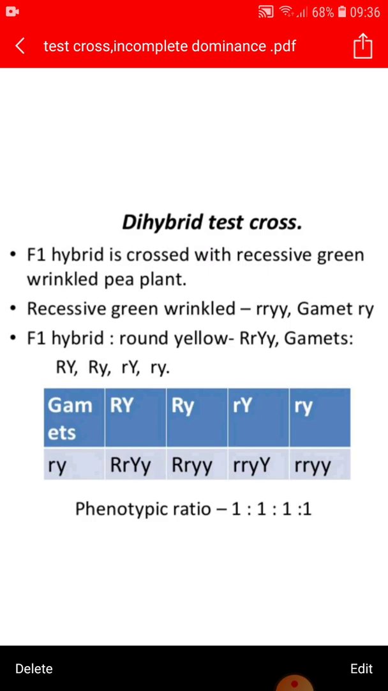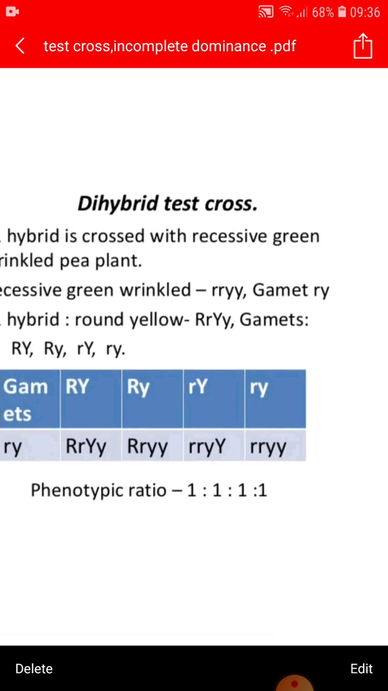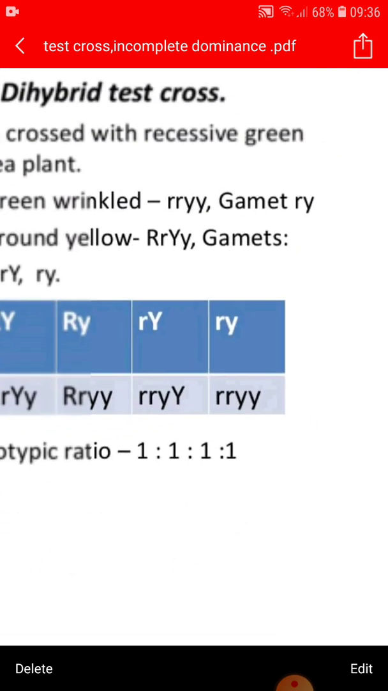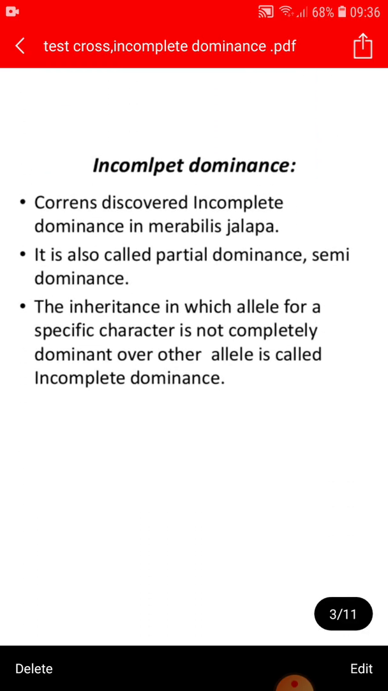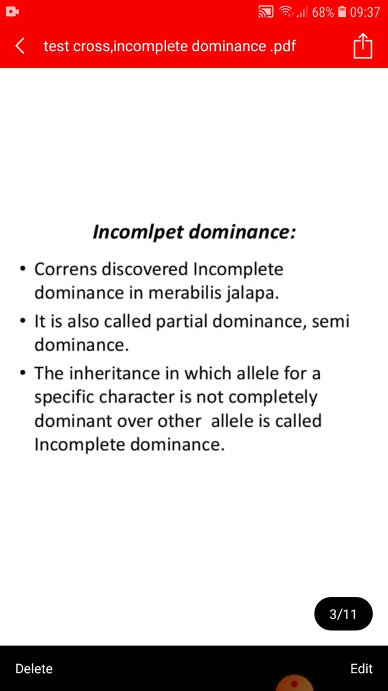Here it's very simple कि just cross the F1, which is always in hybrid form, with the homozygous recessive alleles. So we always get a phenotypic or genotypic ratio mostly in the form 1:1:1:1. Then next is the incomplete dominance, or you can say it is the exception of the law of dominance.